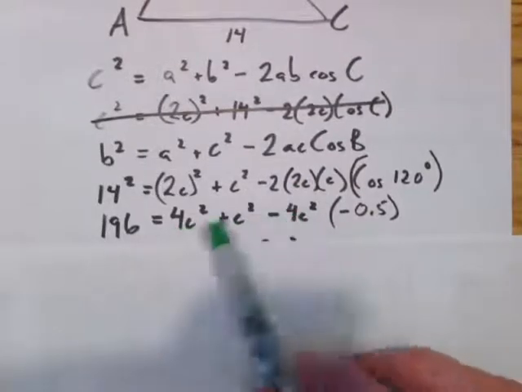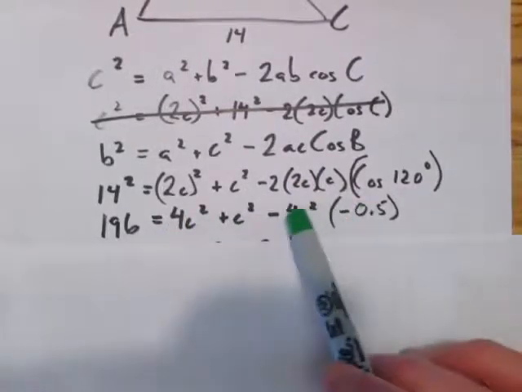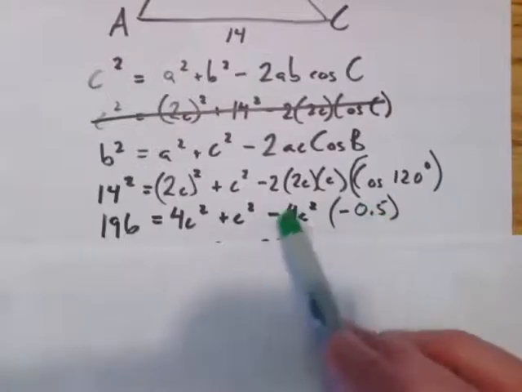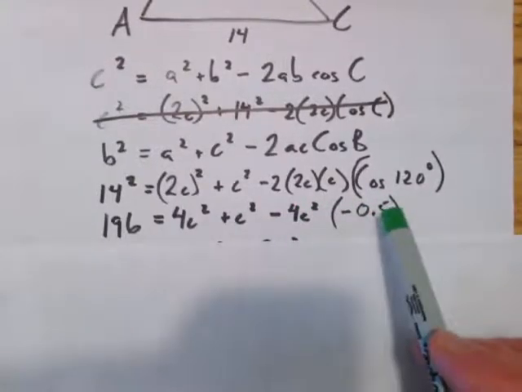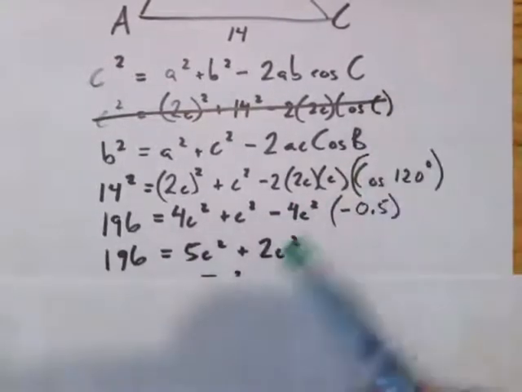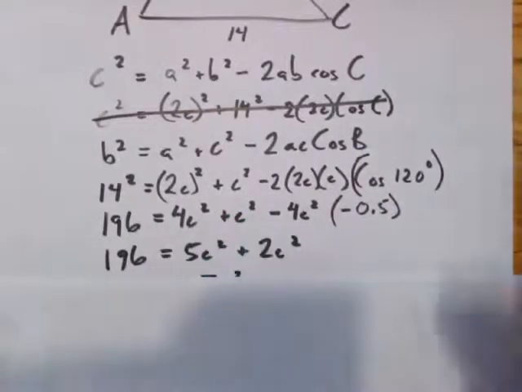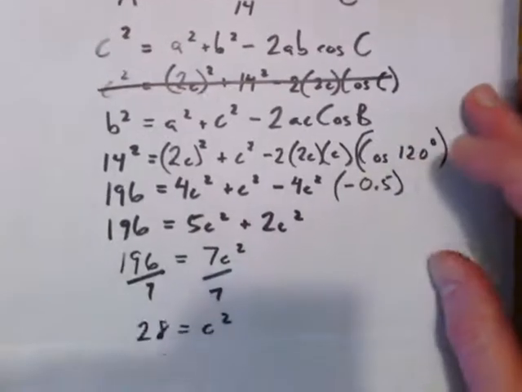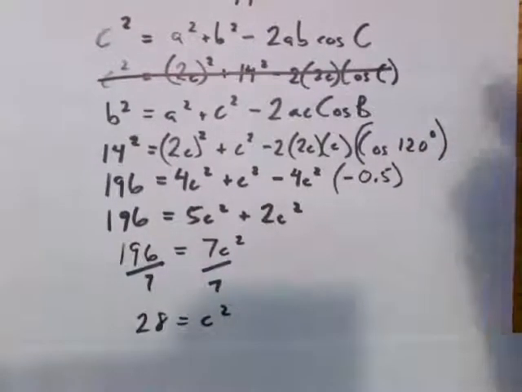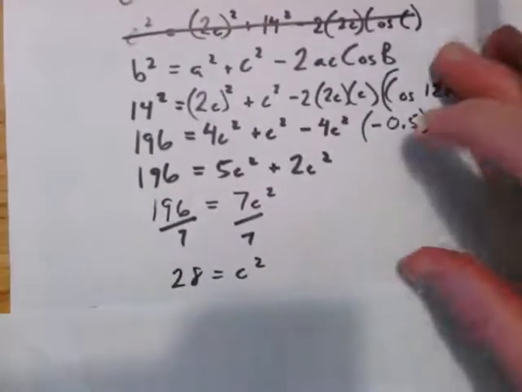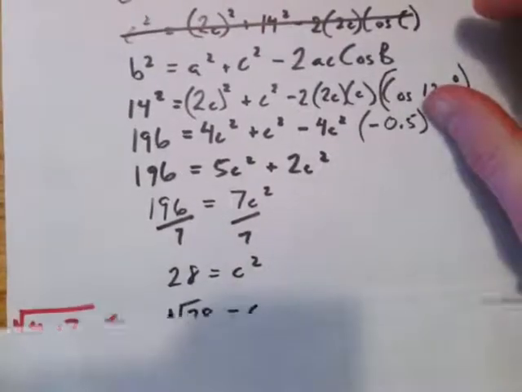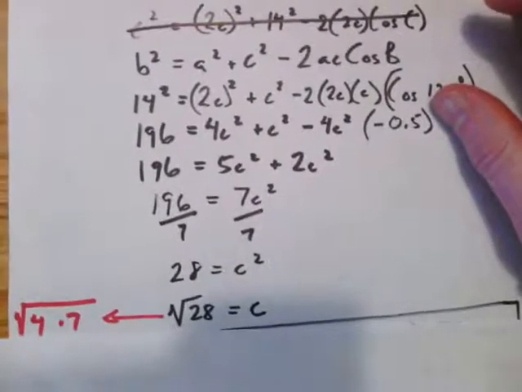So then I was looking at this and thinking, are these going to cancel? Well, they can't, because I have to multiply this bad boy. A negative and a negative is a positive, and 4 and a half is 2. So that's where that 2 came from. The 4 and the 1 c squared is 5c squared. 7c squared, divide both sides by 7. I'm left with 28 equals c squared. Take the root of that, root of 28, that equals c.